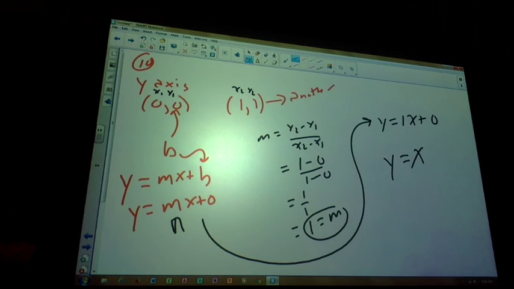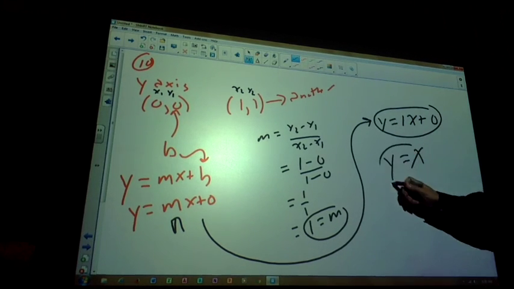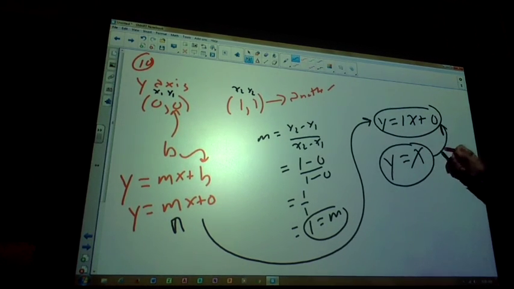Wait, so you cannot have y equals mx plus 0 as the answer? No. Why, did you get it right? This or this, they're the same exact thing. Oh, okay. Cool. 1 over 1.